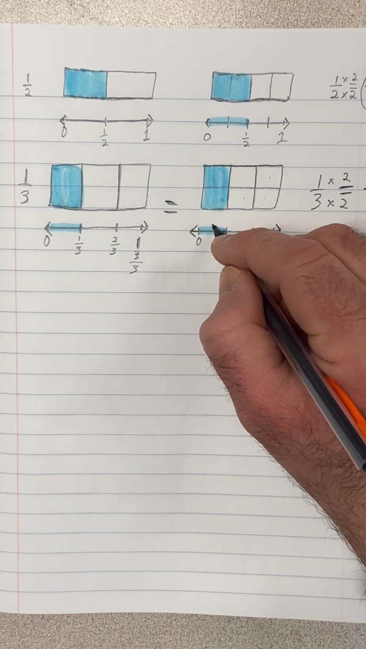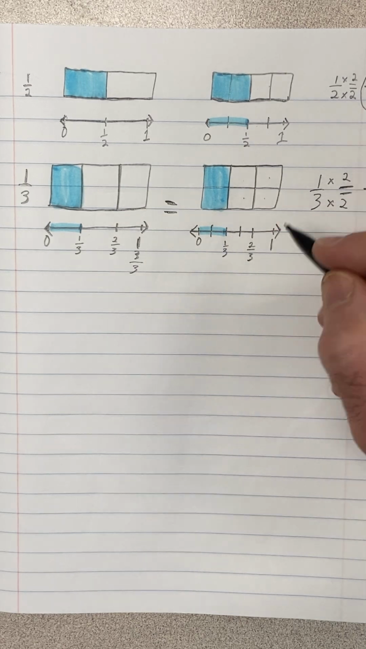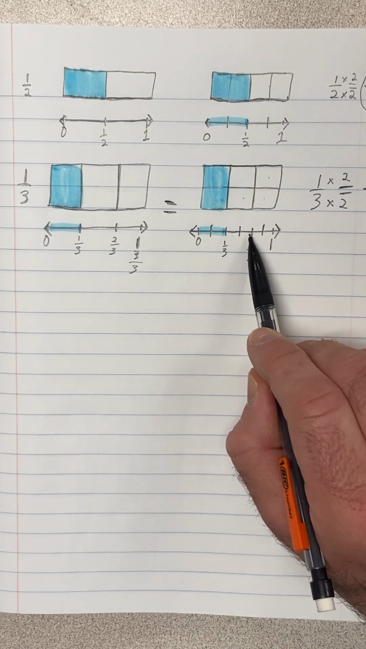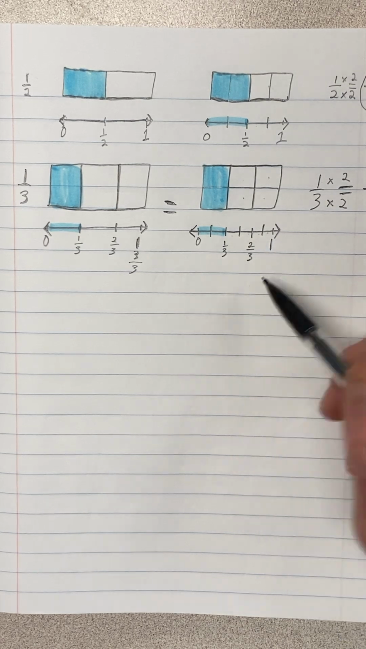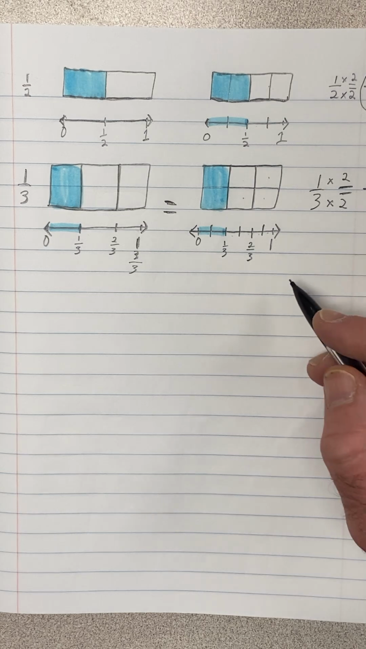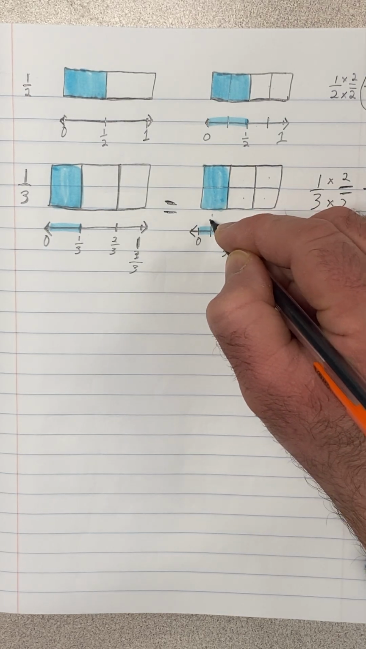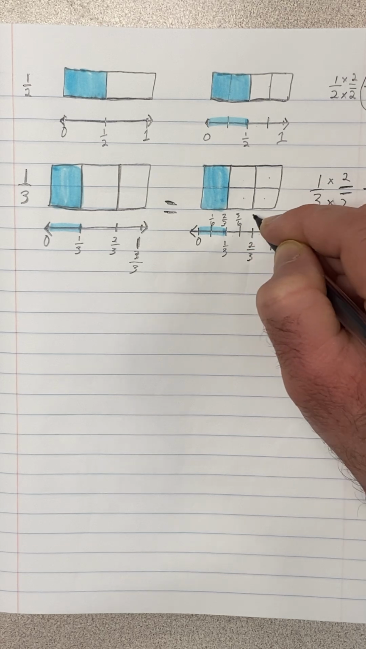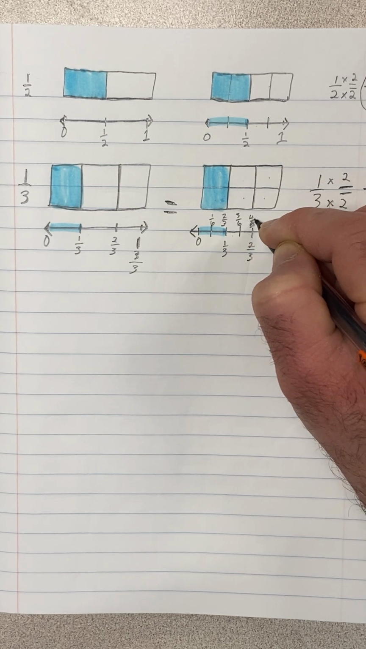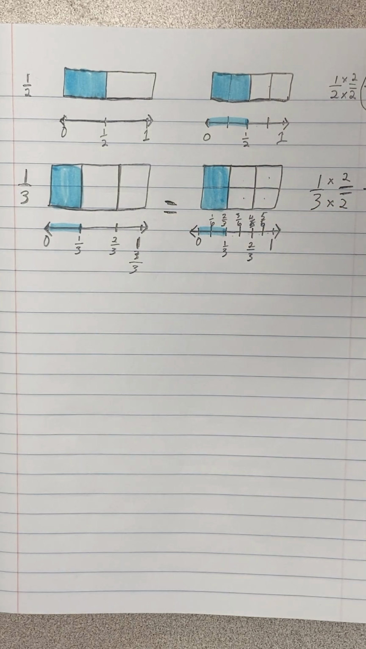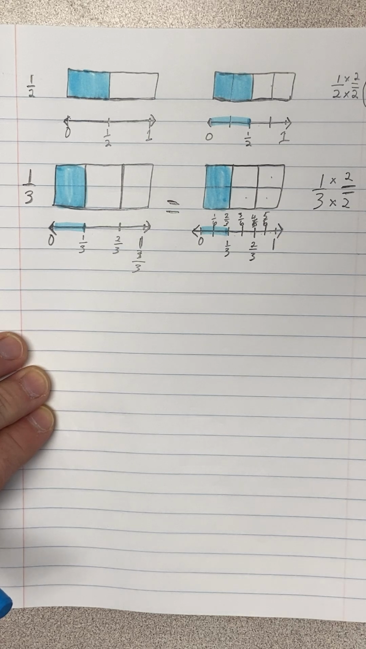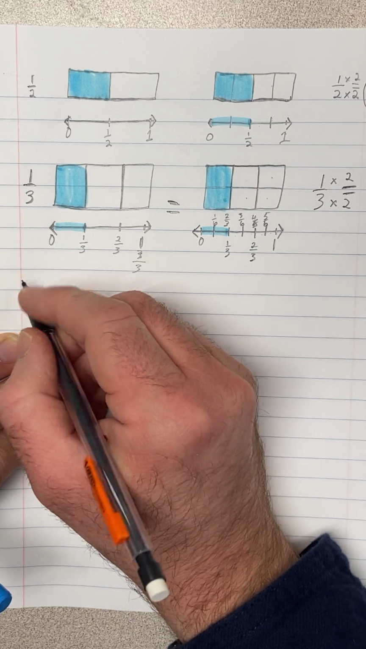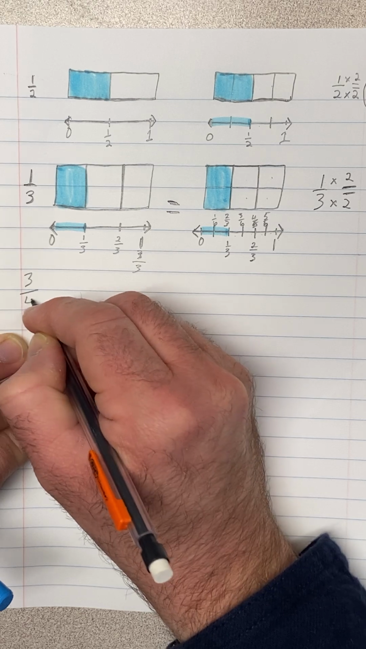I'm going to do the same here on my number line. I'm going to half my thirds. And now I have a total of 1, 2, 3, 4, 5, 6 parts. So the fraction has become 2/6. Let's look at one more. Let's look at the fraction 3/4.